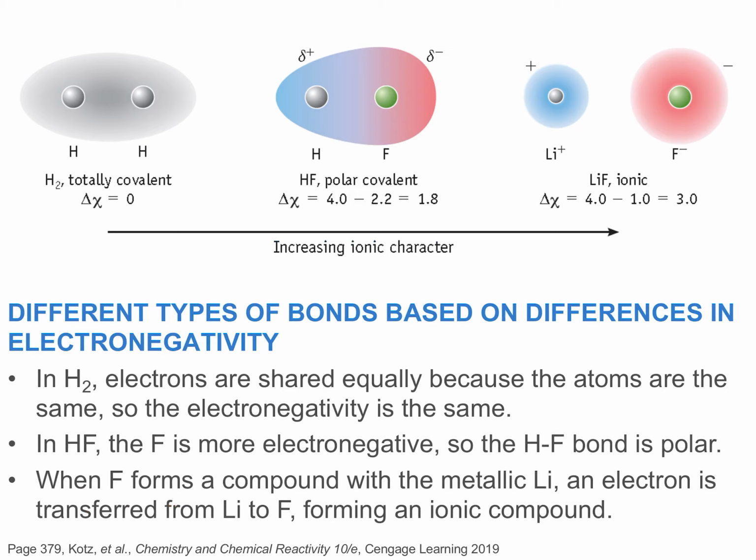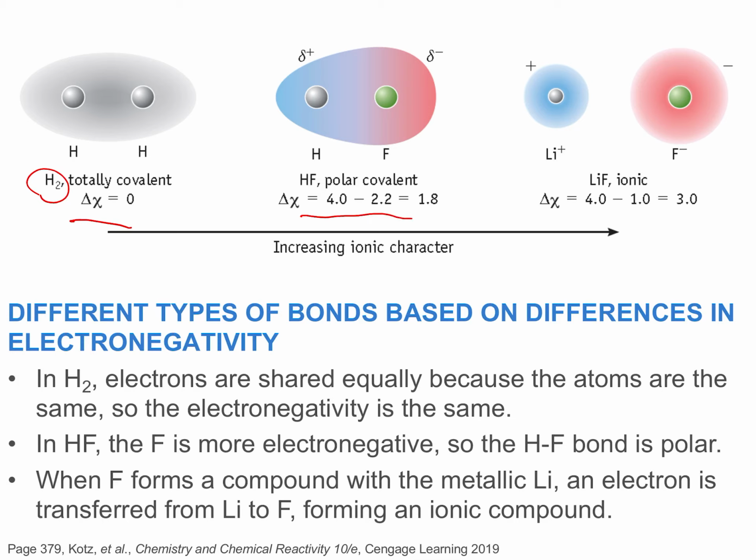So we can note 3 sort of extreme examples. If we have H2, these are 2 hydrogen atoms in an H2 molecule, and their difference in electronegativity is going to be 0. They're the same atom, so they will absolutely share the electrons very equally.